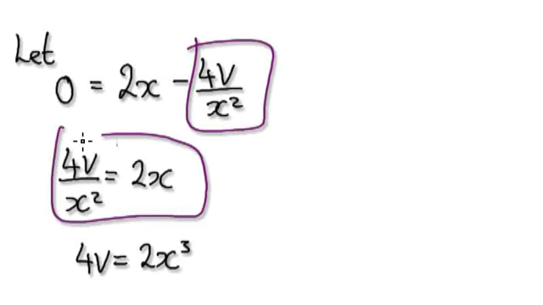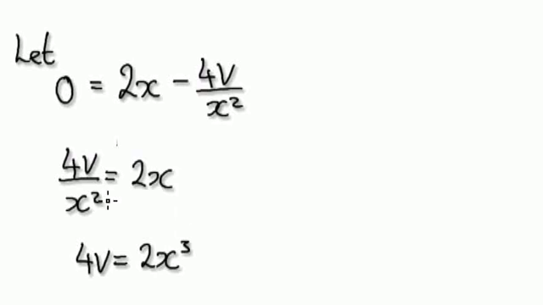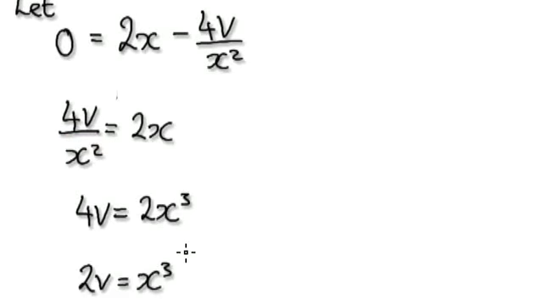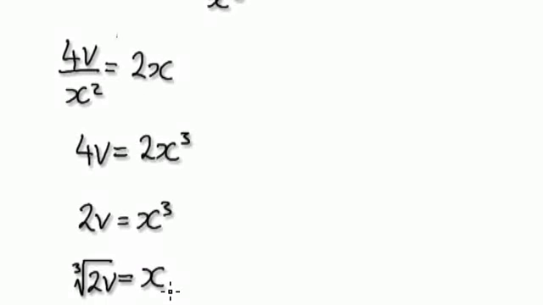Add this to both sides. That will then give you this. Then multiply by x squared on both sides. That will then give you this. Then divide both sides by 2. That will then give you this. And then, let me think, sorry. Yeah, and then cube root both sides. That will then give you this.